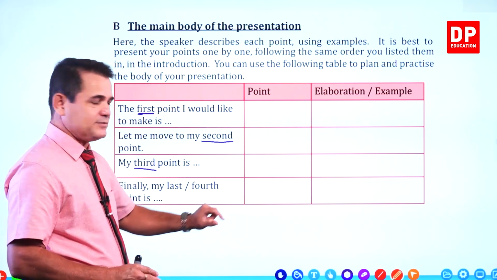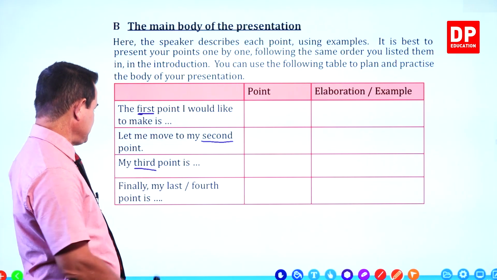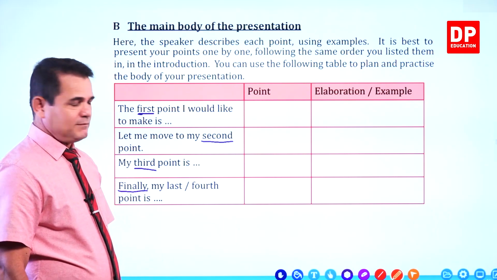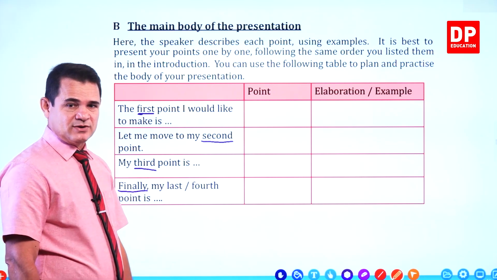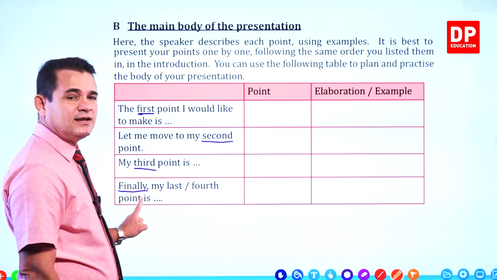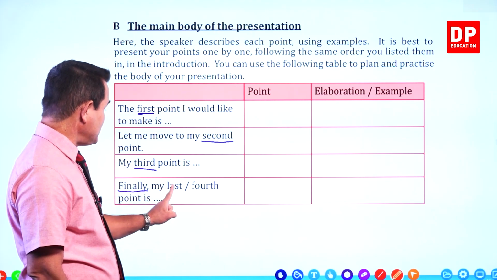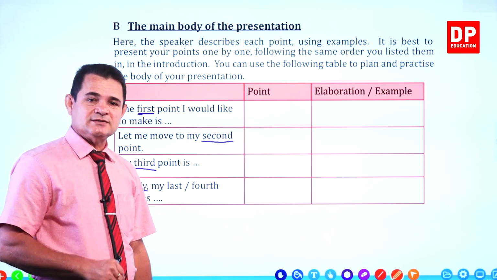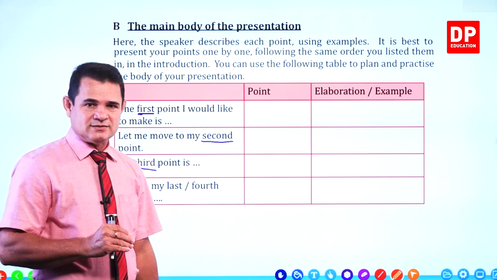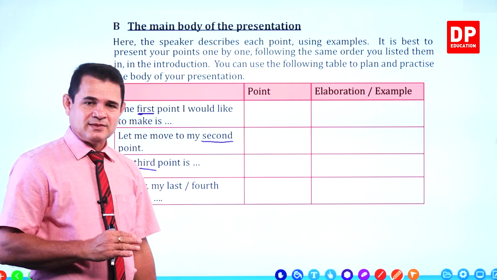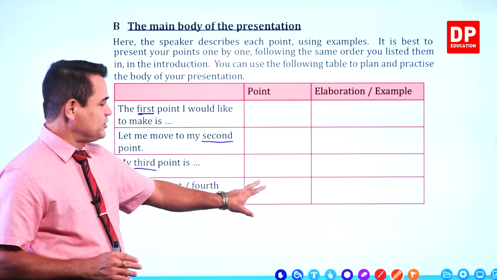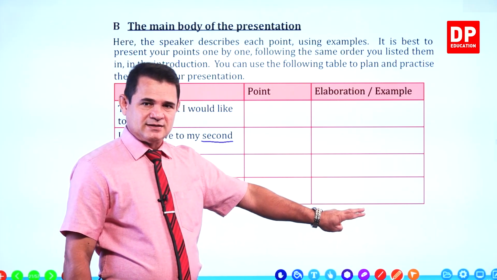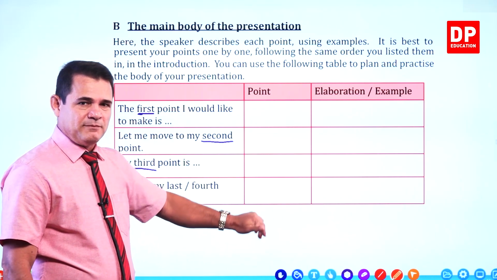This is your rough plan. Then finally, focus your attention on these words. When concluding the points, say finally, or my last point is, or my fourth point is. If there are only four, it ends there. What are you going to discuss? Write the point and write an example for that. So make the order.